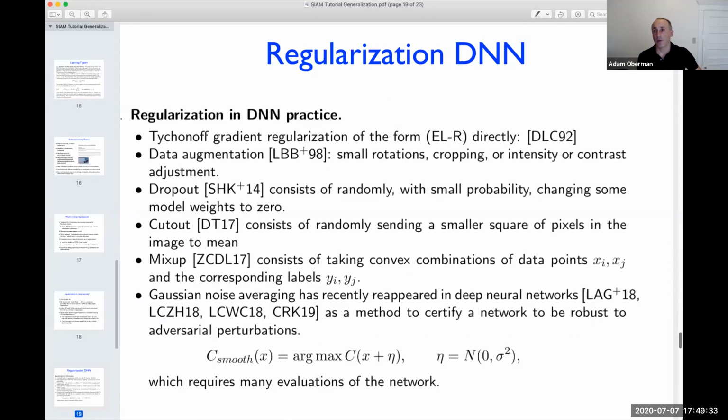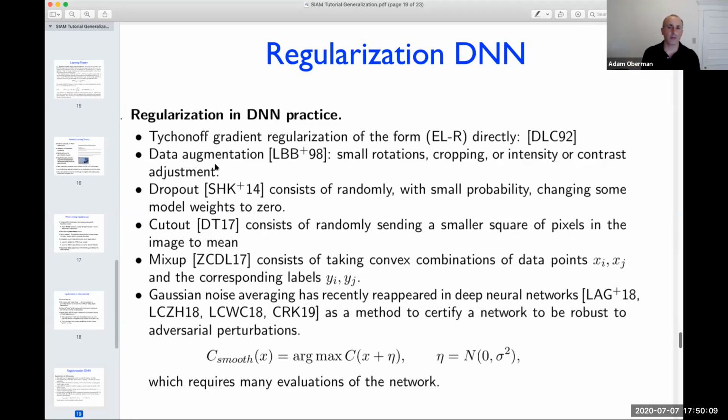In the early works on deep neural networks, there was a bunch of regularization. Tikhonov gradient regularization was used in '92. Data augmentation, which goes back to '98, is a small rotation of your image, a cropping, and then a zoom, or changing the pixels with intensity or contrast, or in this paper I just mentioned, Gaussian blurring. So essentially, transformations that we believe don't change the label of the image, but are small changes to the pixels that could otherwise cause misclassification.